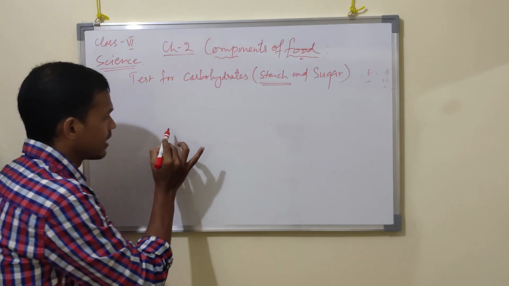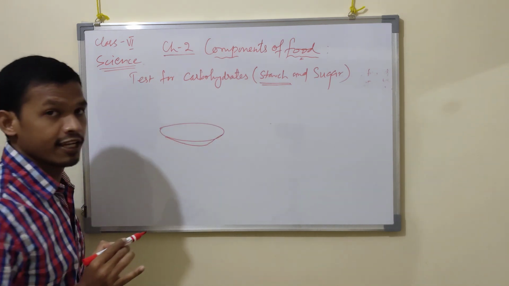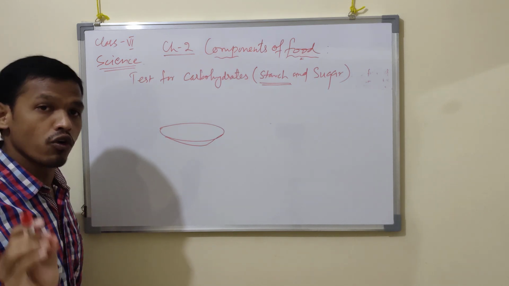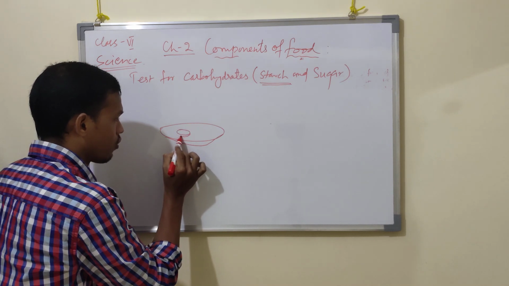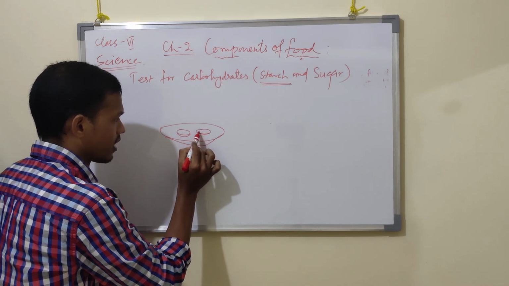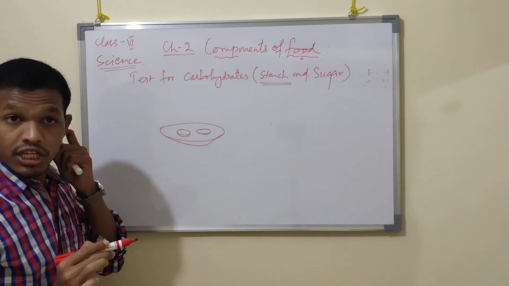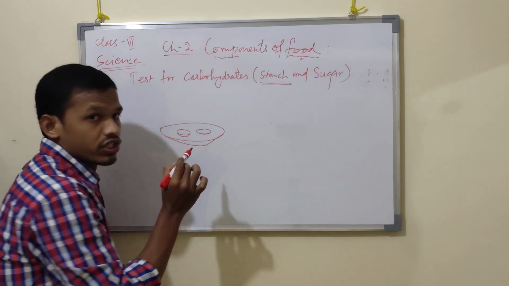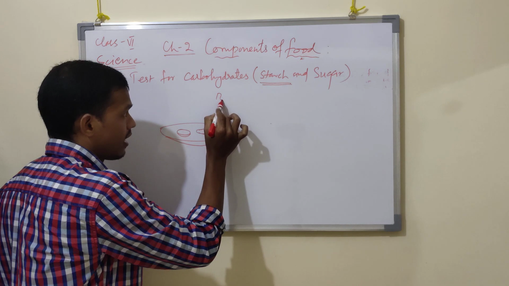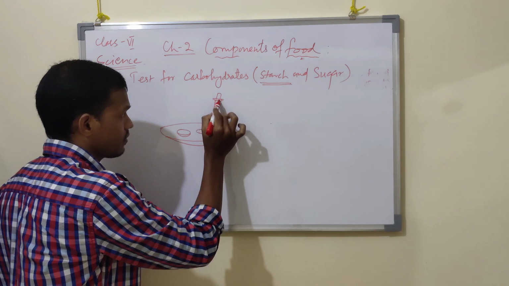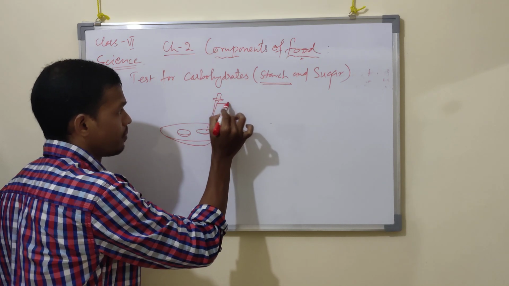Take one container. Take raw food or cooked food items and place them in the container. I am taking raw food. After placing it in the container, add some iodine solution with a dropper.